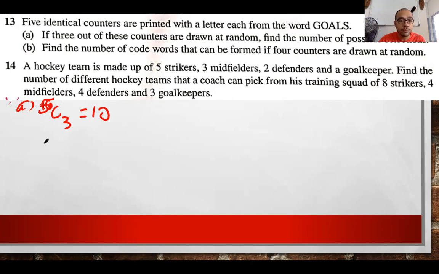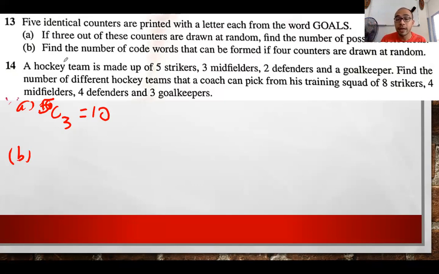Okay, for question B, find the number of code words that can be formed if 4 counters are drawn at random. Now guys, number of code words is a very big clue. Number of code words means every single code word is different, dependent on how you choose the arrangement. Let's say, for example, I choose G, O, A and L. GOAL and LAOG are 2 different arrangements. Although I choose the same letters, the code word is different.